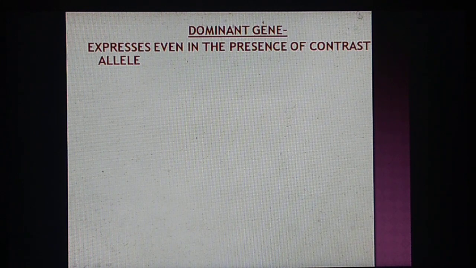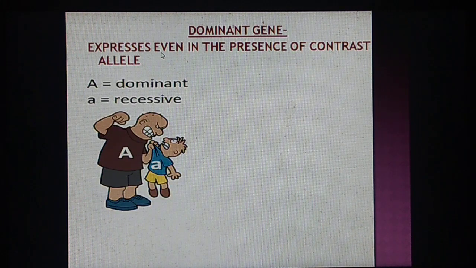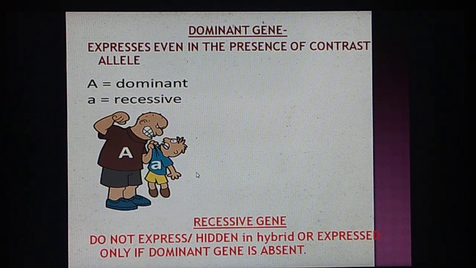Dominant gene is the one which expresses even in the presence of a contrast allele. Now, this is a small cartoon which has been shown, a father and a child, just to make us understand what exactly we mean by dominant gene. So, the one which expresses even in the presence of a contrast allele. You can see here there are dissimilar factors of alleles present. So, what is a dominant gene? It is the gene which expresses itself even in the presence of the contrast allele.